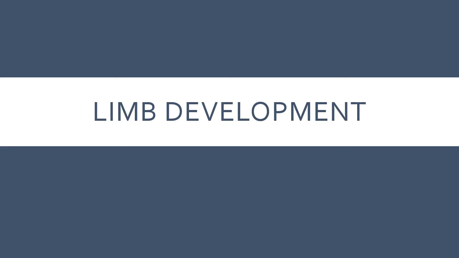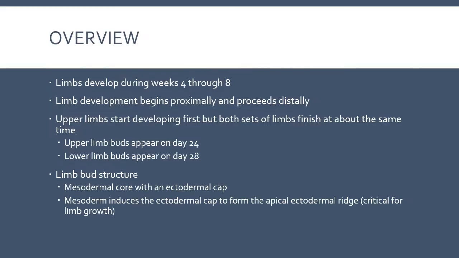So now we're on to limb development, which I think we'll find is a lot more straightforward and a lot simpler than some of the other systems that we've gone through. So by way of an overview, limb development primarily occurs between weeks 4 and 8. Now, of course, they grow and lengthen past week 8, but most of the actual development occurs in this period. And limb development starts proximally and proceeds distally, which makes sense.